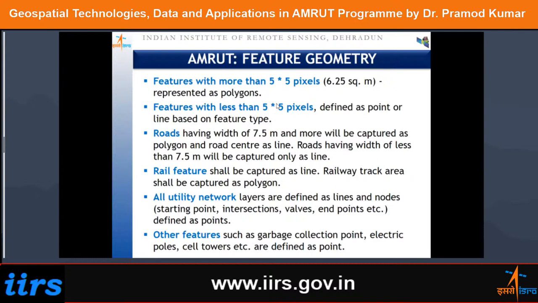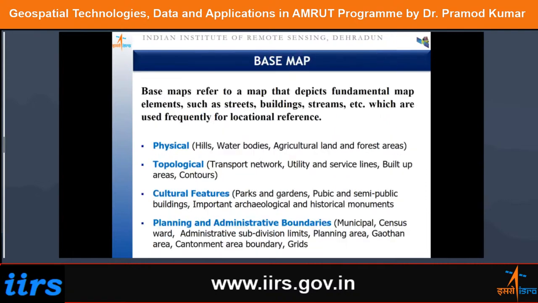Physical means hills, water bodies, and so on. Topological means transport network and so on. Cultural means parks and gardens. And then come the boundaries. Let us see a typical base map which has been generated using satellite data, how it looks and what it contains. As I said earlier, it contains the four basic subgroups.